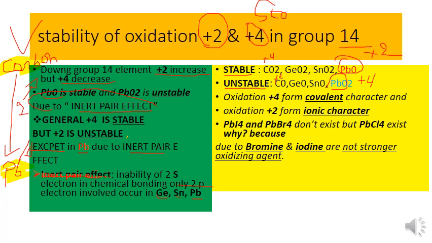Also, the oxidation state of +4 forms covalent character, and the oxidation state of +2 forms ionic character. Those are the equations.